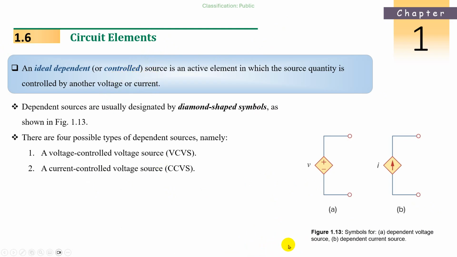Just the opposite is also given. Basically I should be a current source, and I should be controlled by a voltage source, or I should be controlled by a current source. So the same, these two act. What is here? Voltage source. Voltage source means basically, originally it is a voltage source, controlled by either a voltage source or a current source.